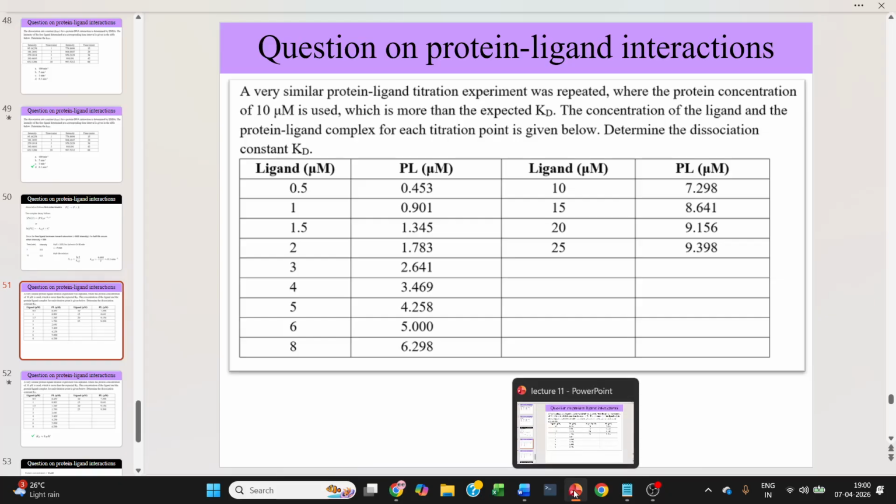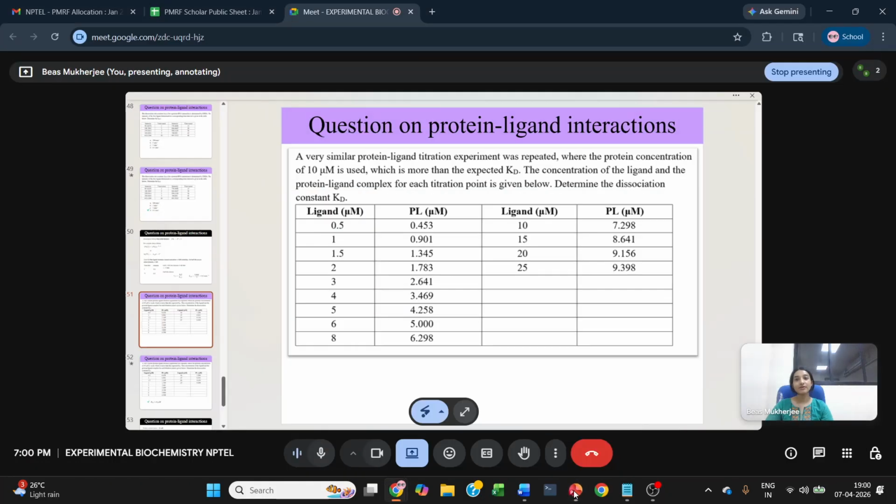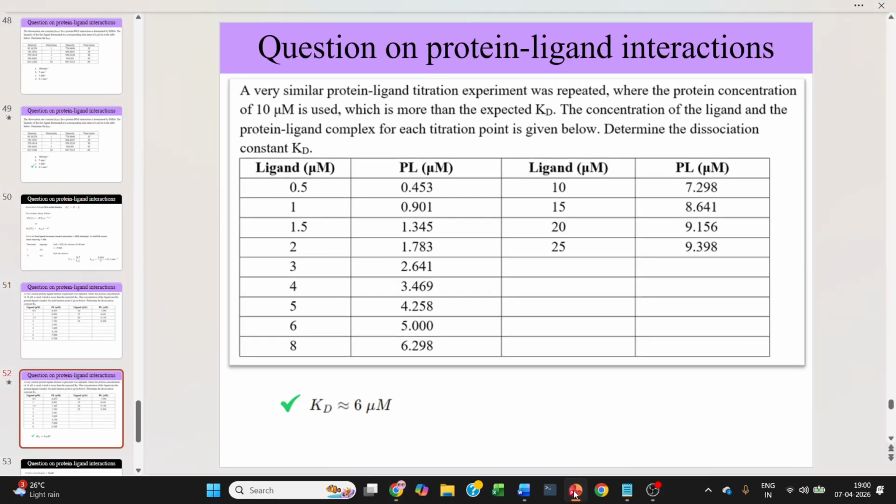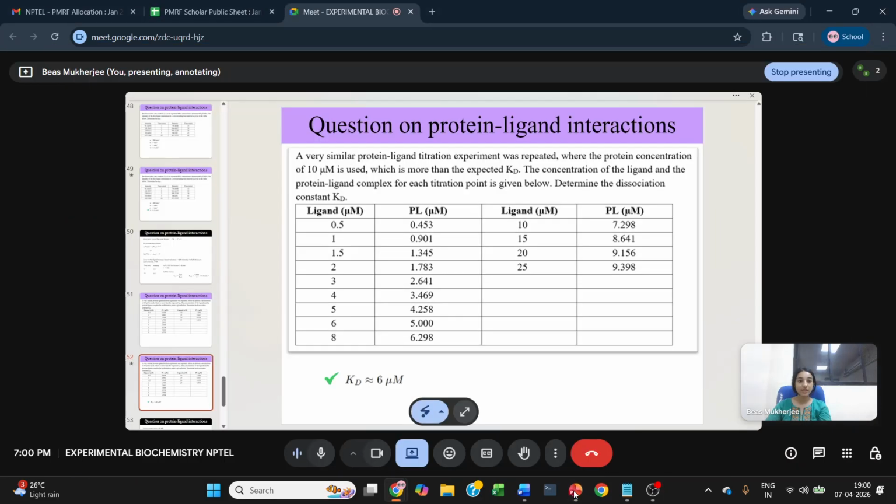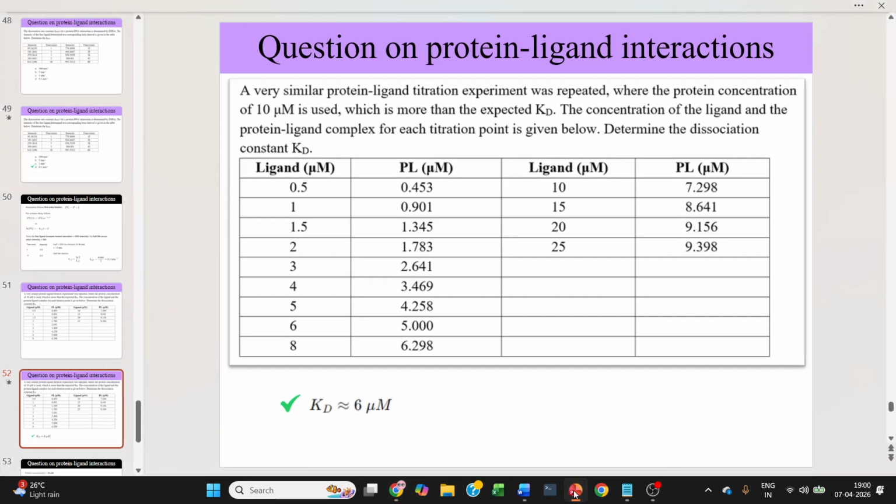Now another question. Okay. A very similar protein ligand titration experiment was repeated, where the protein concentration of 10 micromolar is used, which is more than the expected Kd. The concentration of the ligand and the protein ligand complex for each titration point is given below. Determine the dissociation constant Kd. So ligand, different values are given, protein ligand complex, different values are given. What do we want to find out? We want to find out the Kd. So how do we find out the Kd?